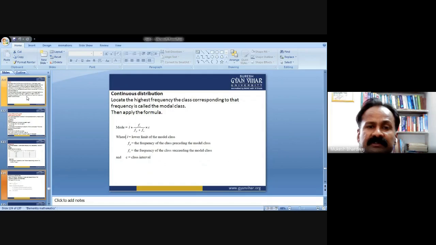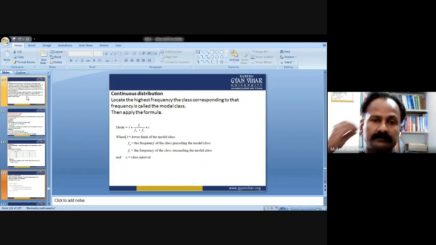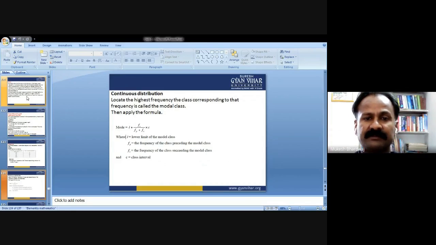Now, continuous data or continuous distribution. Locate the highest frequency. The class corresponding to that frequency is called the modal class. Then apply the formula. Mode equals L plus Fs upon Fp plus Fs into C, where L stands for the lower limit of the modal class, Fp stands for the frequency of the class preceding the modal class, Fs is the frequency of the class succeeding the modal class, and C equals the class interval.